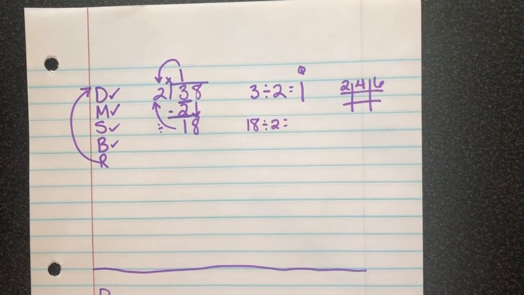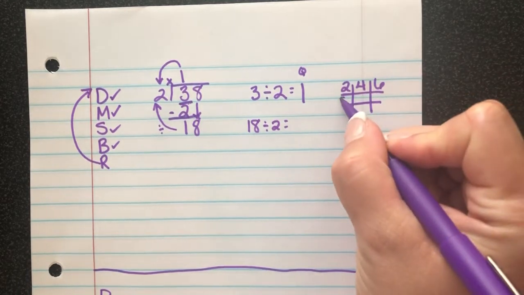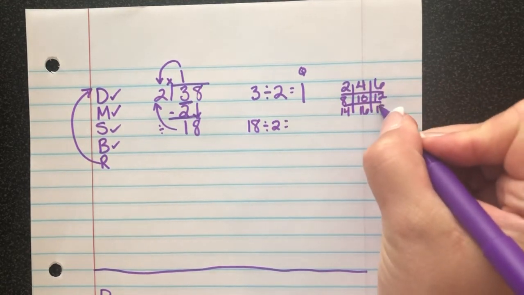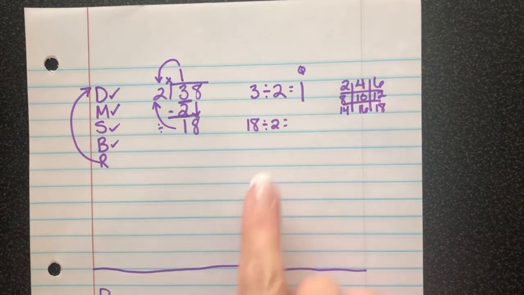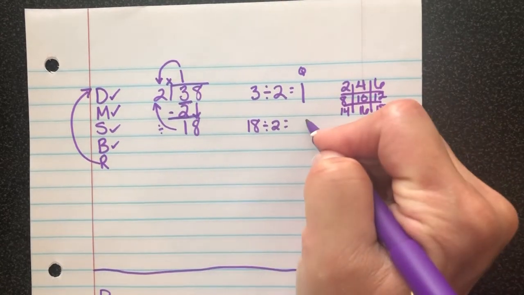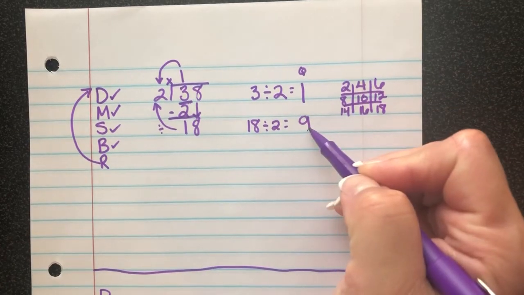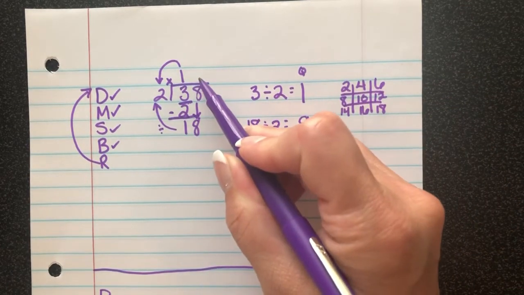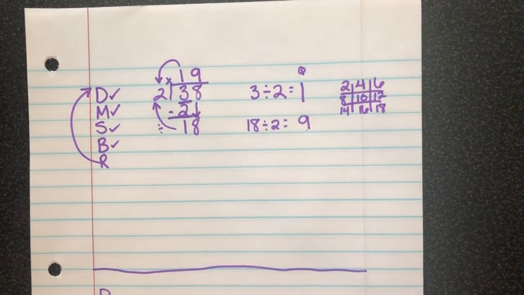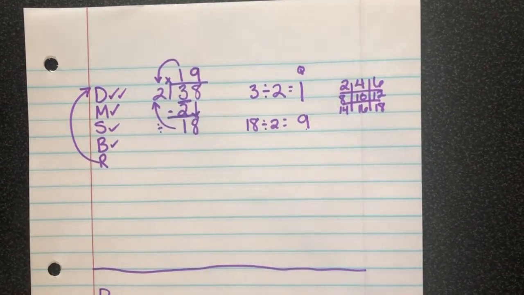If I continue on with my hashtags, 8, 10, 12, 14, 16, and 18. Or if you know your facts, you know that 2 times 9 equals 18. So 18 divided by 2 has to be 9. Again, this is a quotient. 9 is a quotient. Quotients go on top of the house. So I'm going to take this 9 and put it up here above the 8. What we just did is we divided again, so I need a second check mark next to division.